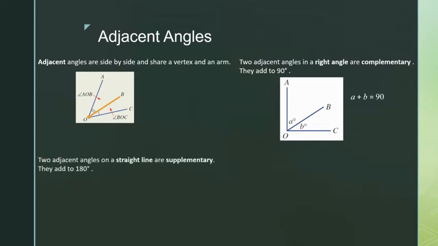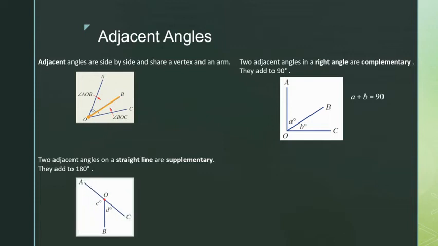If we have two adjacent angles and they form a straight line, then they add up to 180. They are called supplementary. So in this image we can see our straight line, which is AC or AOC. It's a straight line, and there are two angles coming off that, which have been labelled a lowercase c and a lowercase d.